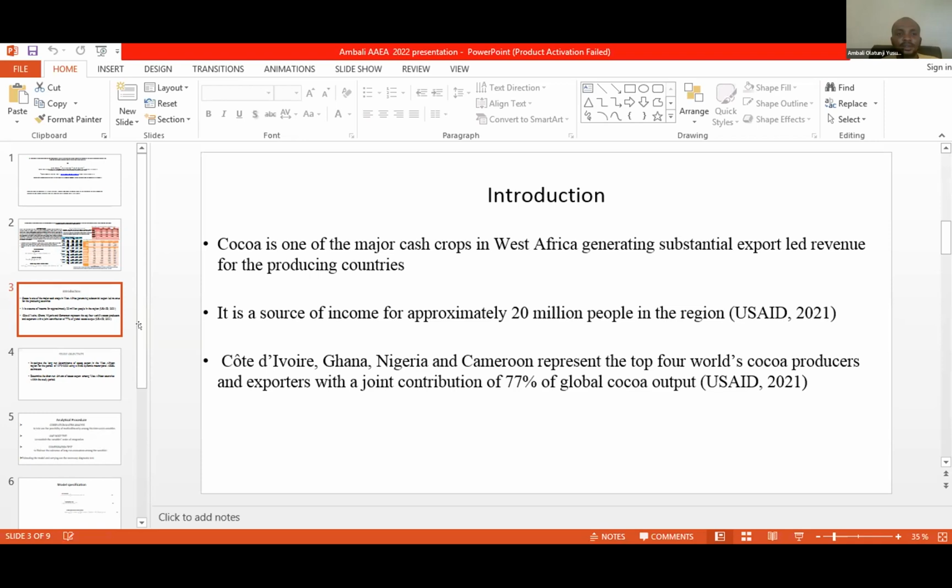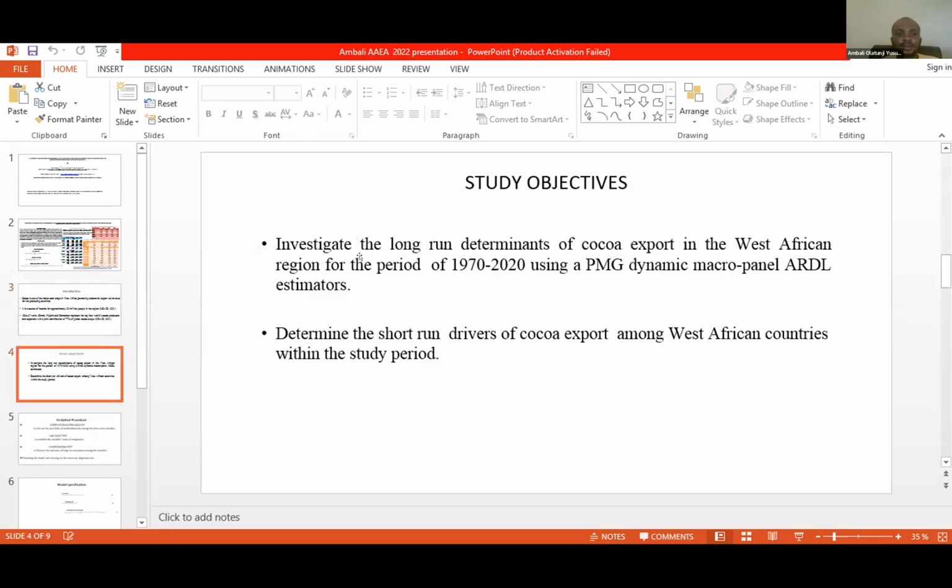Here are the objectives of this study. Part of the objective of this study is to investigate the long-run determinants of cocoa exports.